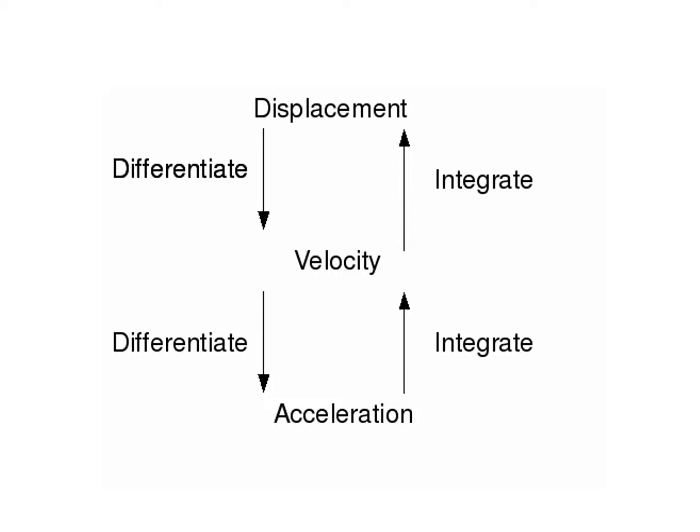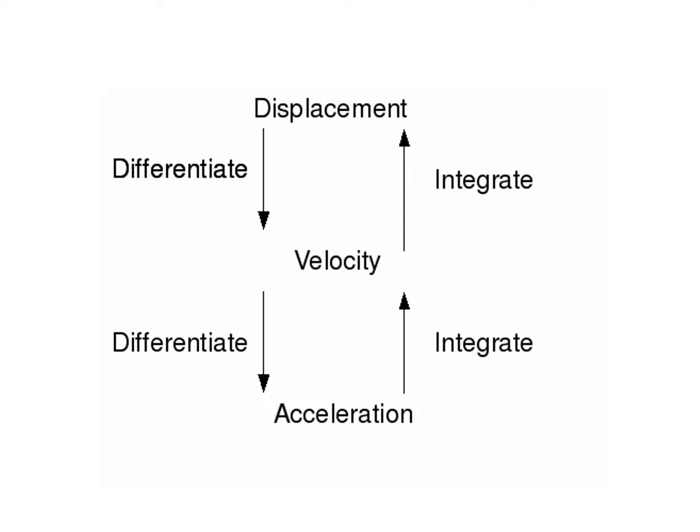Okay, so this is essentially the process that we're going to go through. If you start off with a graph of displacement against time, so how far you've gone per time, and you differentiate that, the gradient of that graph would be the velocity. So if we were plotting distance in meters, we start off where we begin.